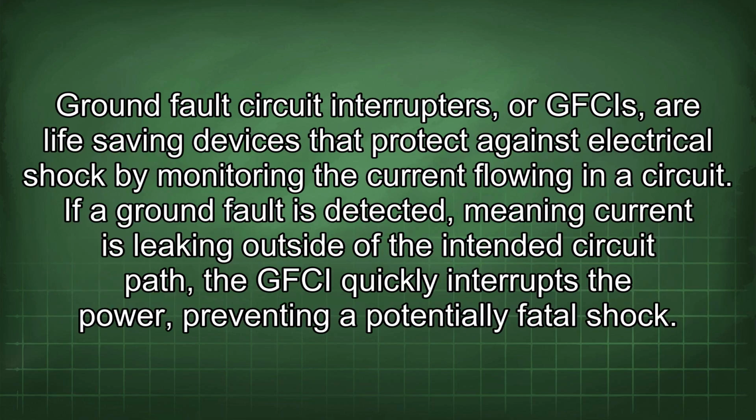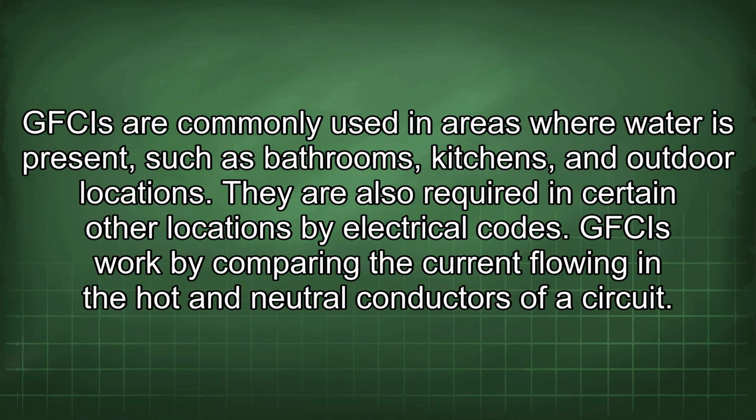Ground fault circuit interrupters, or GFCIs, are life-saving devices that protect against electrical shock by monitoring the current flowing in a circuit. If a ground fault is detected, meaning current is leaking outside of the intended circuit path, the GFCI quickly interrupts the power, preventing a potentially fatal shock. GFCIs are commonly used in areas where water is present, such as bathrooms, kitchens, and outdoor locations. They are also required in certain other locations by electrical codes.